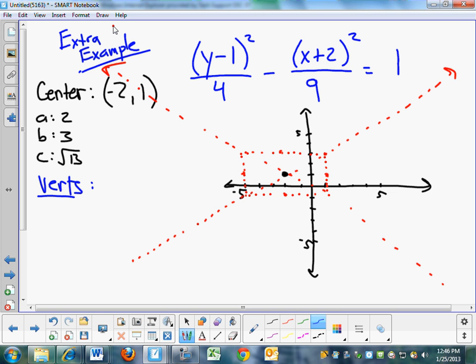Vertices. Do the vertices go on top and bottom of the box or on the left and right of the box? Top and bottom because this is a vertical one. Very good. I'm going to put one at the top, one at the bottom. Is that enough to now draw the shape? Got my vertices and my asymptotes, so now I can draw it.